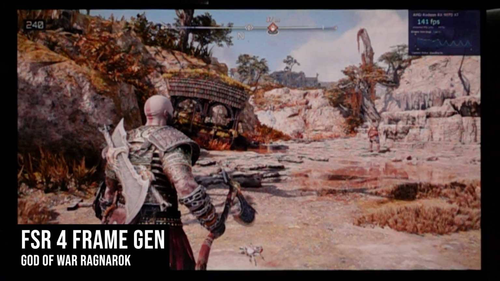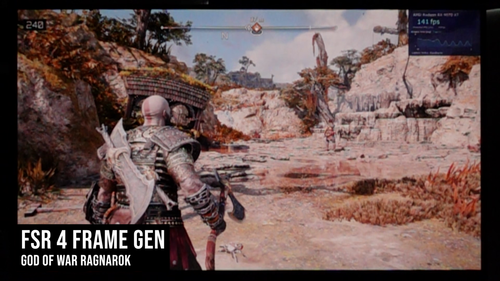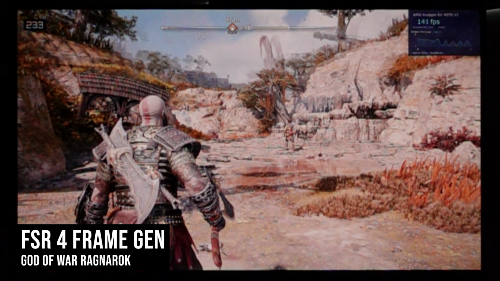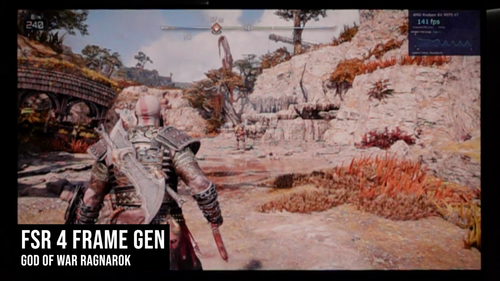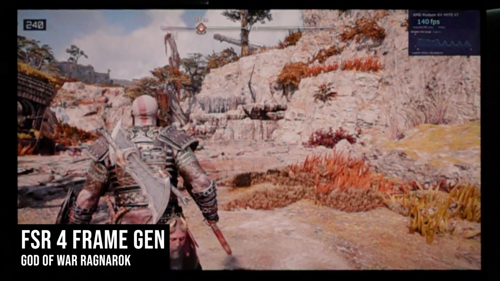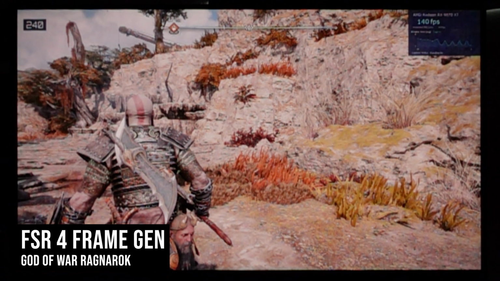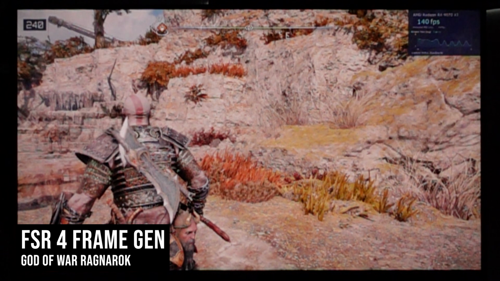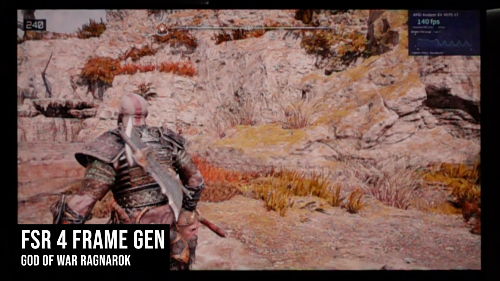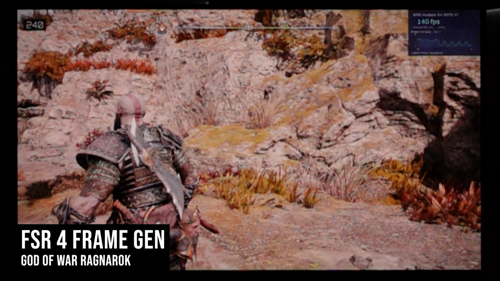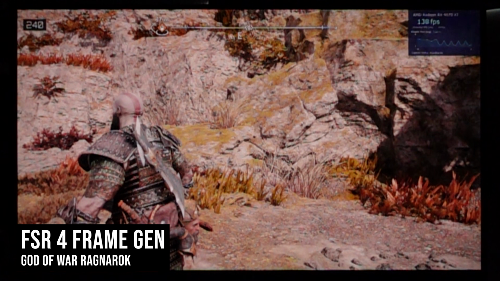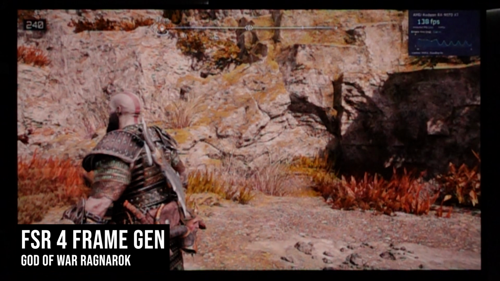God of War Ragnarok was a particularly bad example in my original Redstone review, and it continues to be bad with the latest drivers. Panning the camera around in this location reveals a distinct double tap output, despite a relatively high frame rate around 138 FPS, which means the base render rate of the game is above the 60 FPS that AMD recommends. Some frames are shown on screen so briefly that it induces screen tearing.